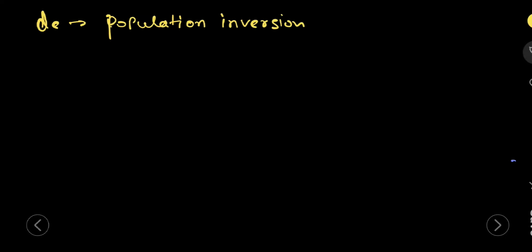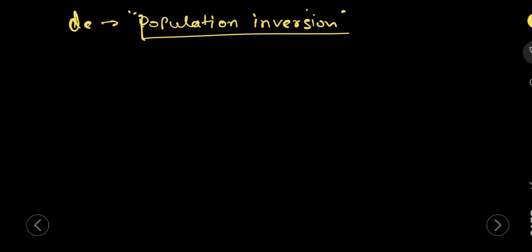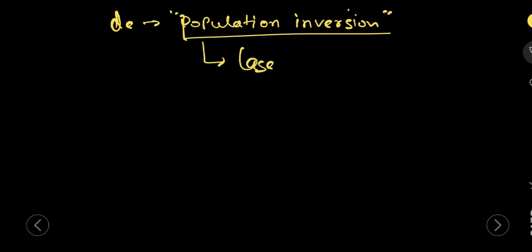So where can we use a degenerate semiconductor? Degenerate type semiconductors are used to create the condition of a laser diode. For a laser diode, we will talk about population inversion. This is the mechanism required for laser diodes, the creation of a laser diode. This is the basic principle. So here degenerate materials are used.